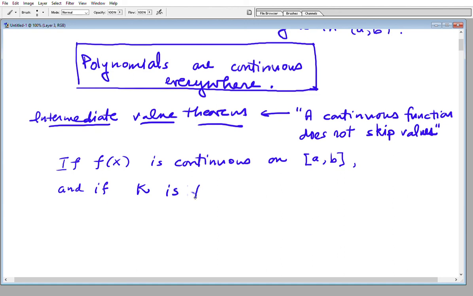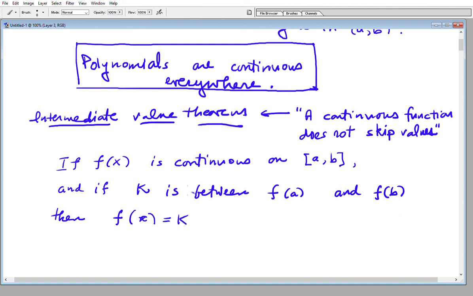If K is between the beginning value and the end value, this is like those heights, 50 inches and 60 inches, and K is somewhere in between, then f of x must be equal to K. But let me write C. Let me write f of C equal K for some C in AB. So that's how we write it out.